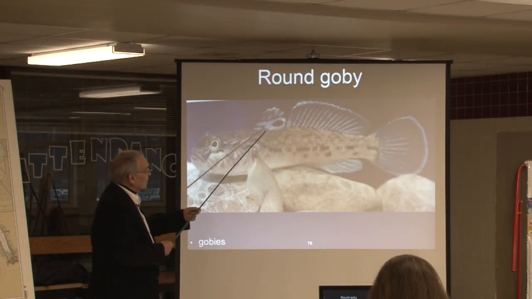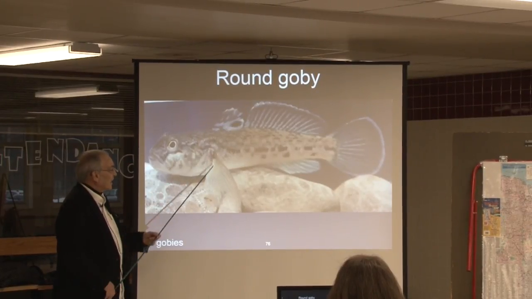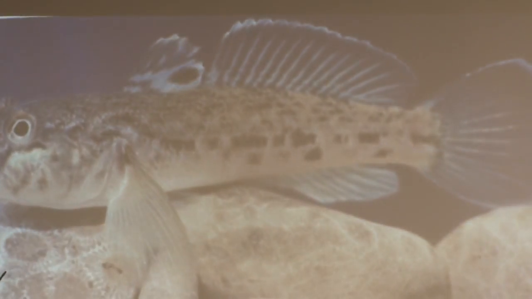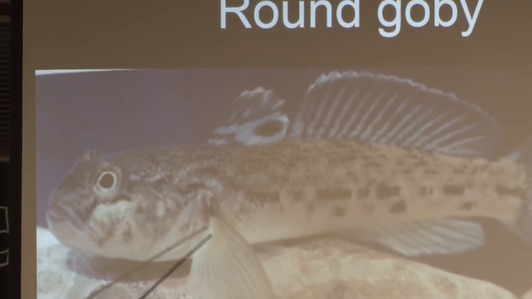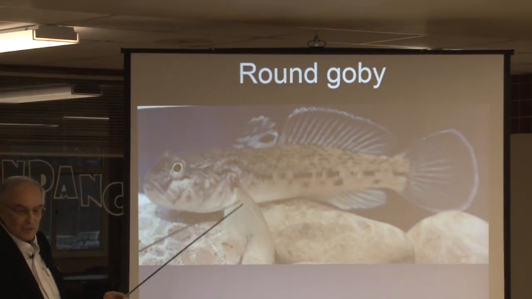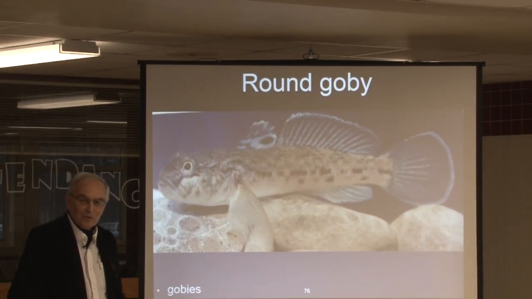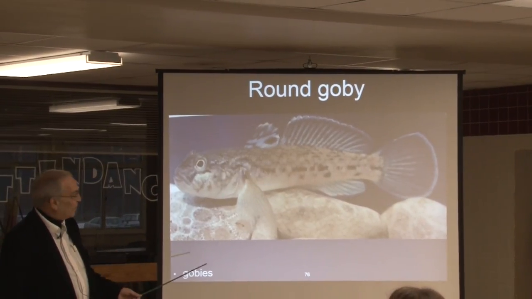See the little dark spot here? We call it an ocellus. I think it looks similar to the slimy sculpin. Well, they got these big bulgy eyes. They got these big fans for pectoral fins, and they're used for fanning their eggs to keep the oxygen going to them. Pretty well adapted fish.